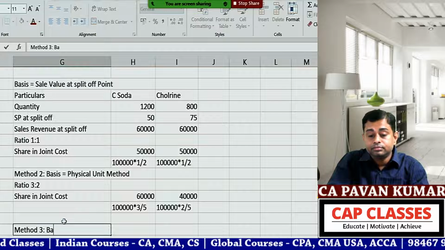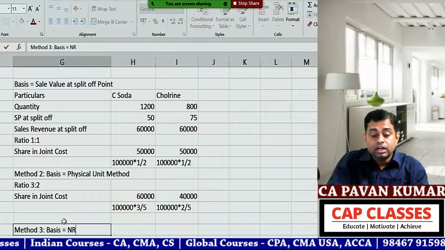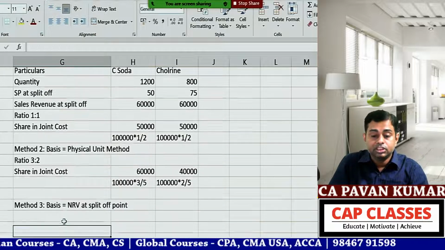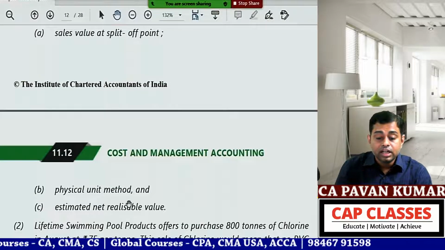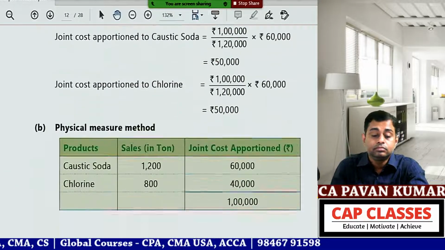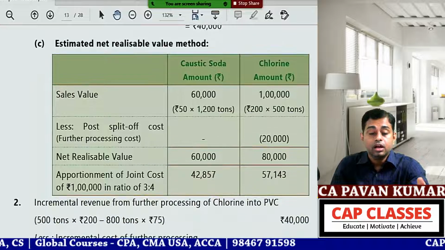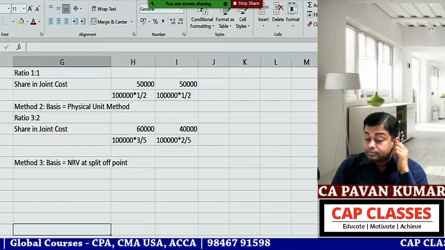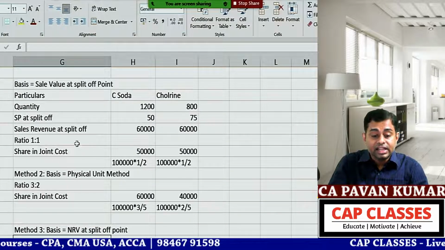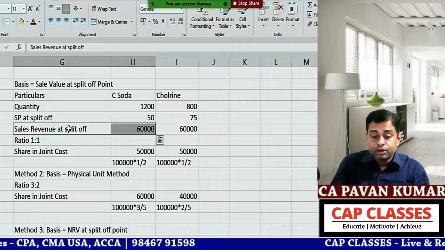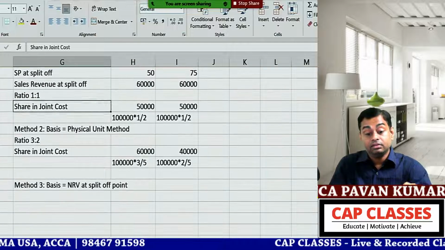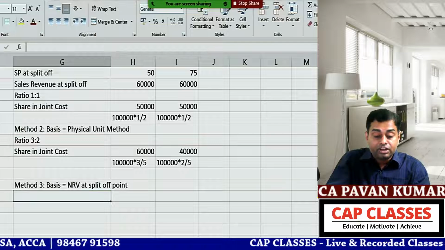Next, method 3. Basis is equal to net realizable value at split off point. This is what they said: estimated net realizable value at split off point. How will we do that? Take sales. From statement 1, I'll take sales. Sales revenue. No, net realizable value at split off. Reverse working we need to do.